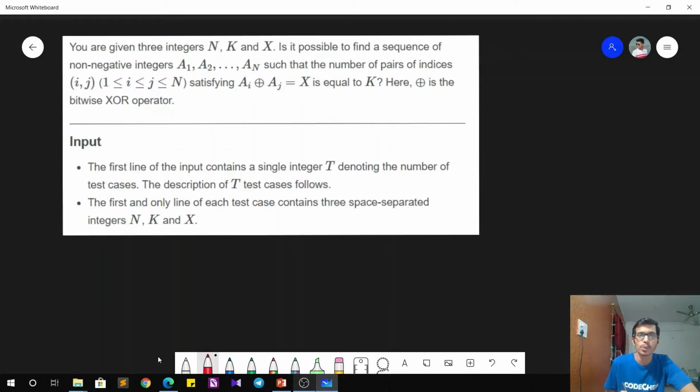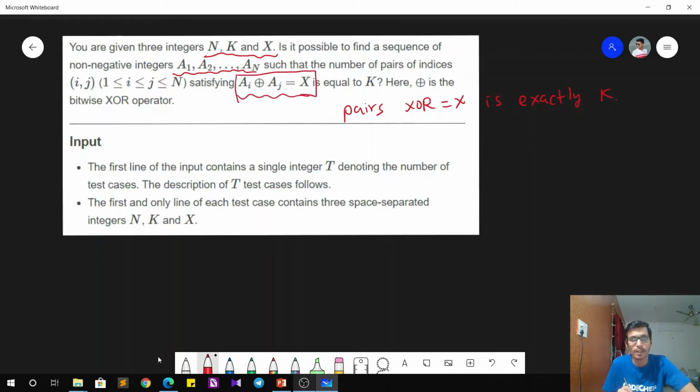The problem statement goes as follows. We are given three integers n, k and x and we want to find if it is possible to find a sequence of n integers, that is a1, a2 up to an, such that the number of pairs having their XOR equal to x is exactly k. So as you can see here, if ai XOR aj is equal to x, then this counts as one pair, right? So we want to find a sequence of n integers such that the number of such pairs in the sequence should exactly be equal to k.